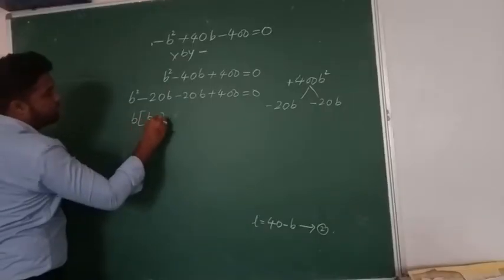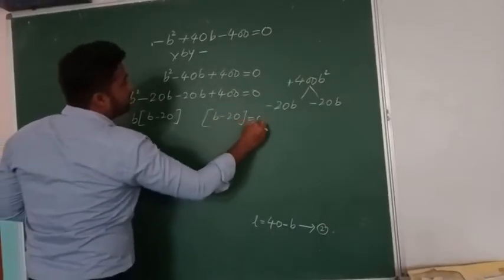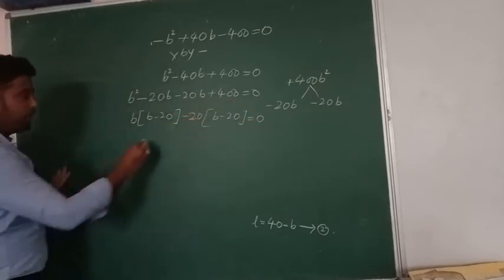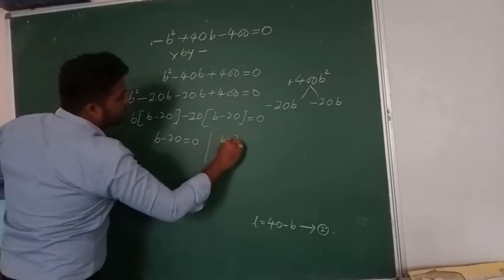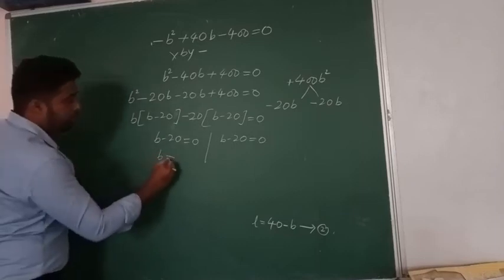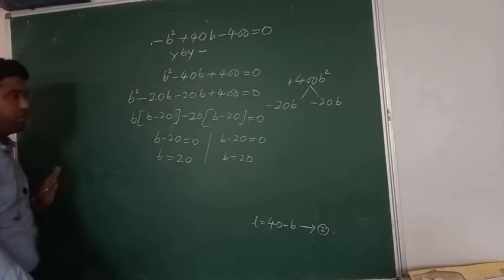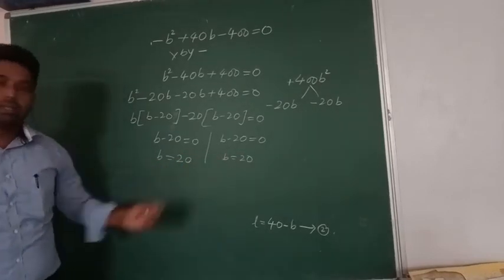Let's take B common. Inside it, B minus 20. Then write the same thing, B minus 20, which is equals to 0. In this we can take minus 20 as common. So this becomes B minus 20 is equals to 0, and another also B minus 20 is equals to 0. So B is equals to 20 and B is also equals to 20. The two answers are the same, so any of the answers you can consider.